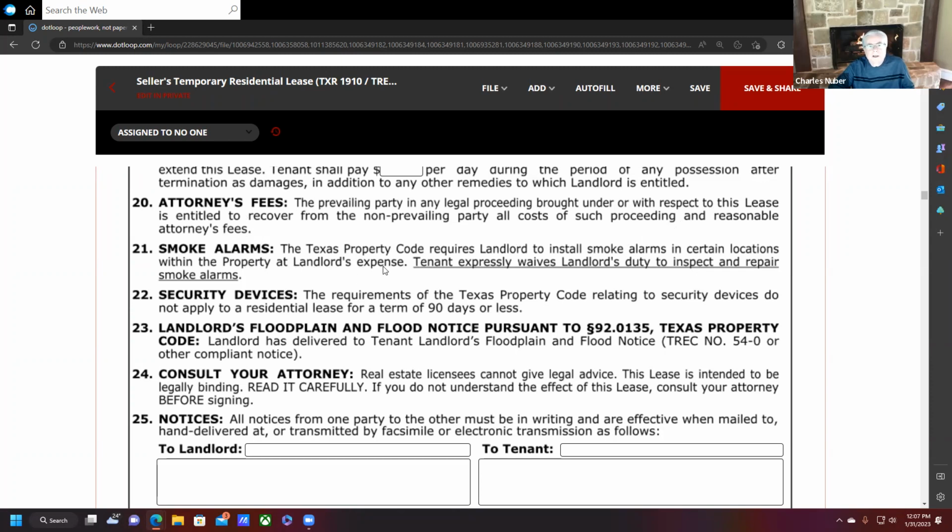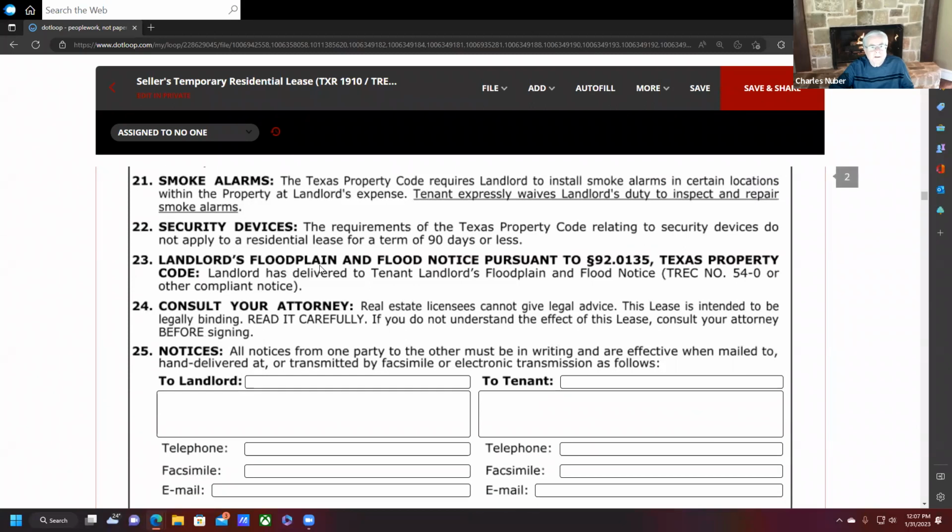Smoke alarms. The Texas Property Code requires landlord to install smoke alarms in certain locations within the property at landlord's expense. Tenant expressly waives landlord's duty to inspect and repair smoke alarms. That's interesting, isn't it? I would say that if you wanted to be extra cautious and you're buying a 100-year-old house that doesn't have any smoke alarms in it, you might want to go get some battery operated smoke alarms and put them in the rooms.